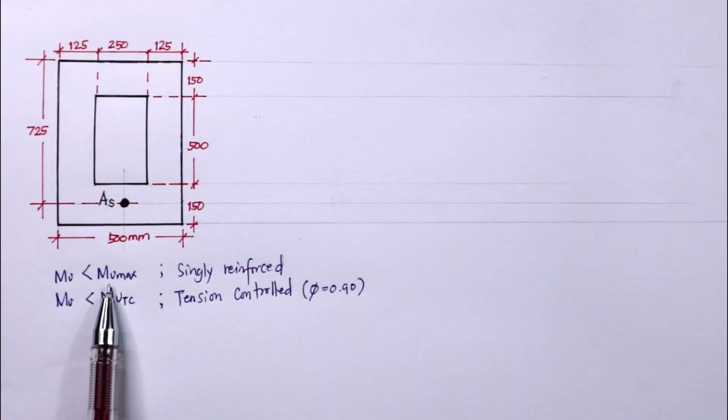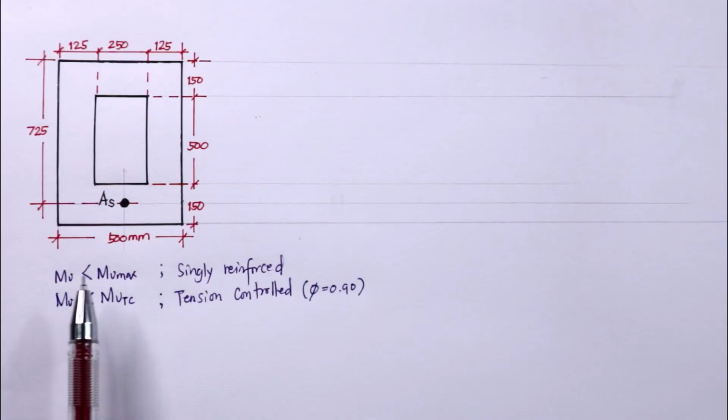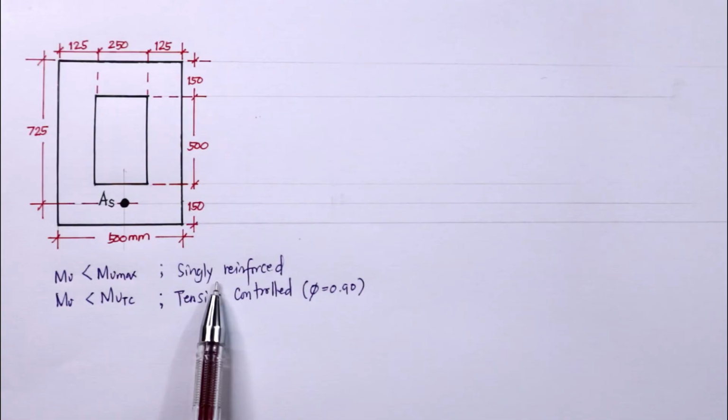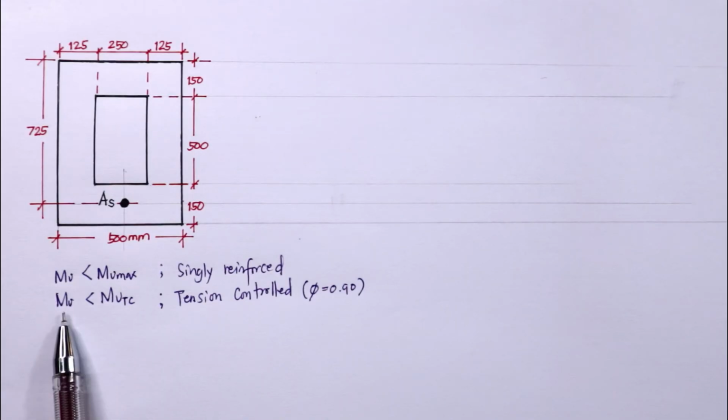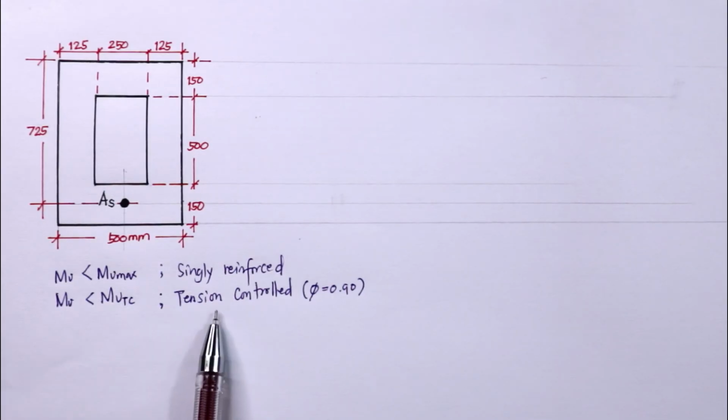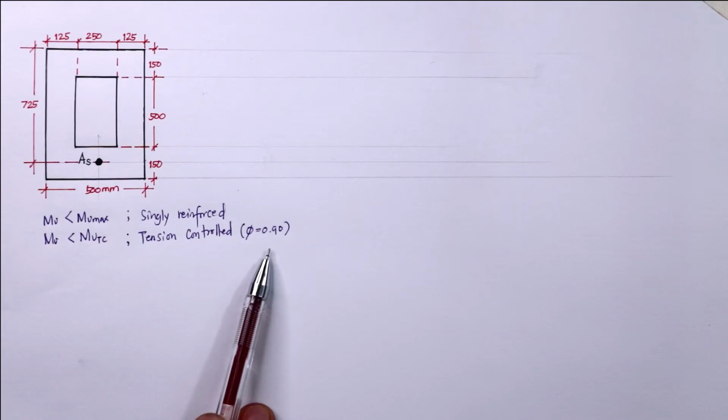From step 1, sinolve natin yung value ng MU max. Then kinumpaired sa MU. At na-prove natin na yung beam natin is i-design natin as singly reinforced. From step 2, sinolve natin yung value ng MUTC at kinumpaired natin sa value ng MU. At na-prove natin na yung section natin is tension controlled, kaya ang gagamitin nating value ng reduction factor is 0.90.